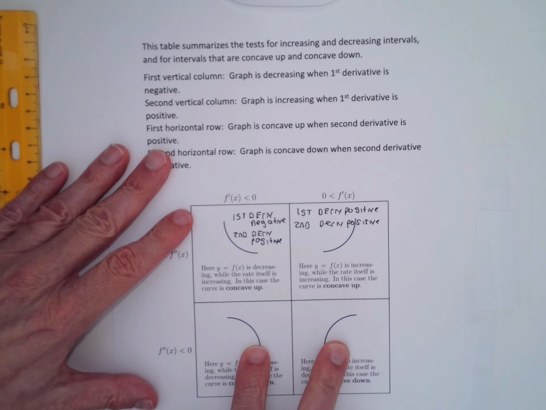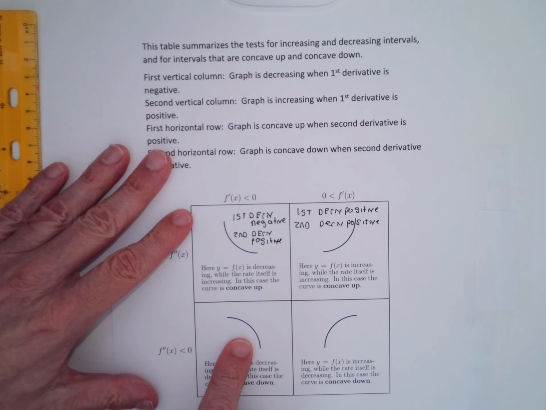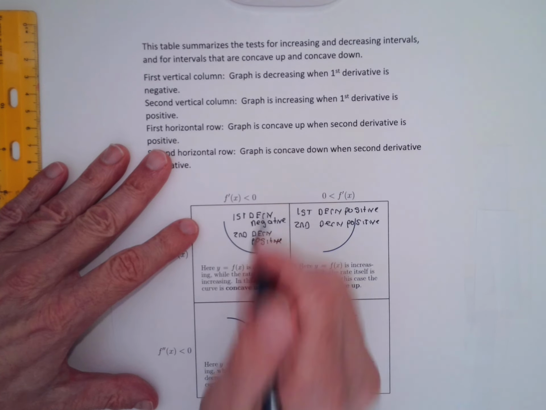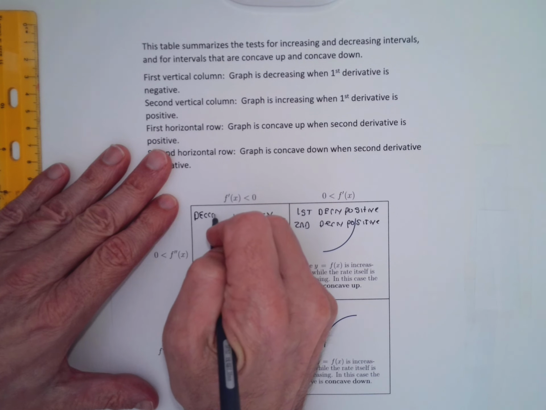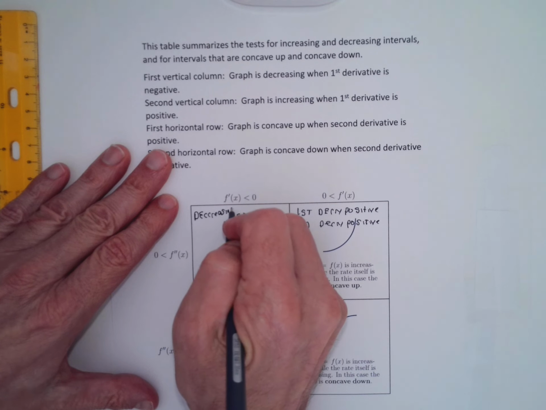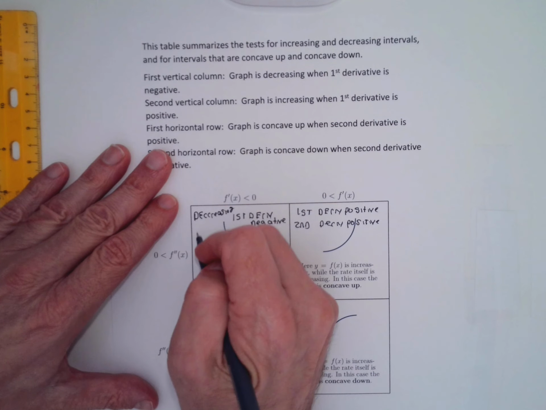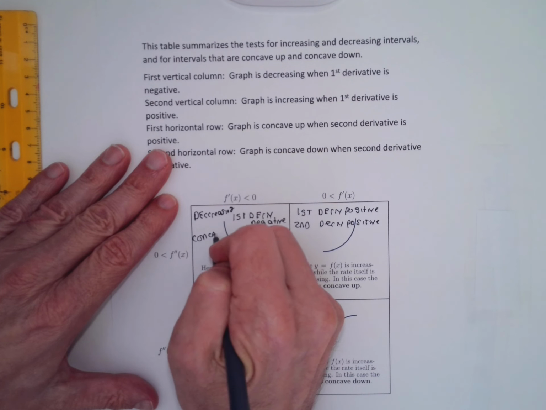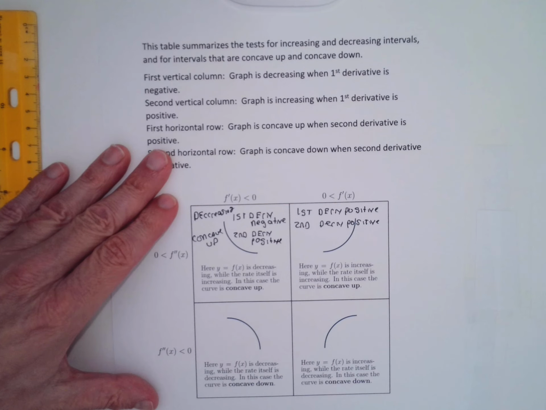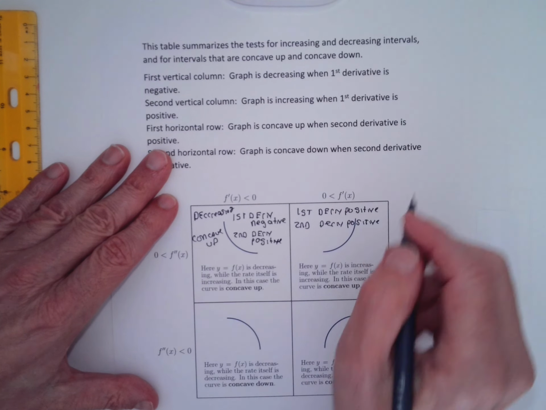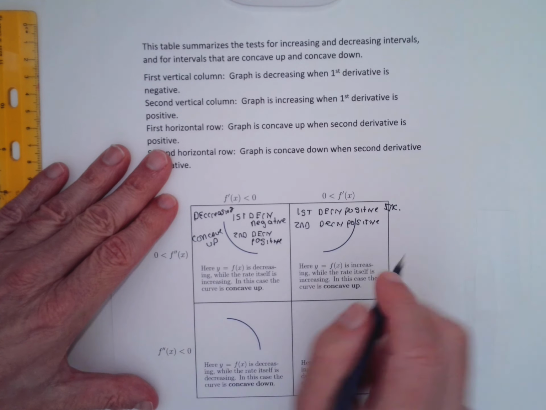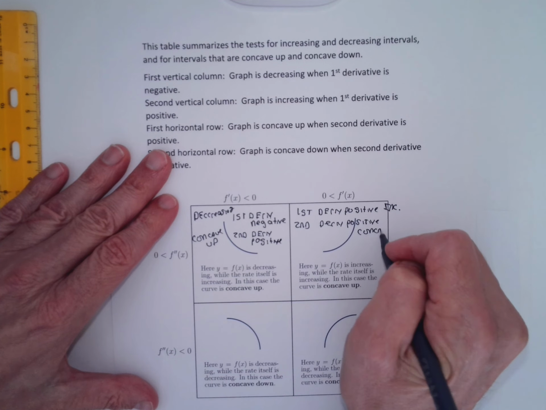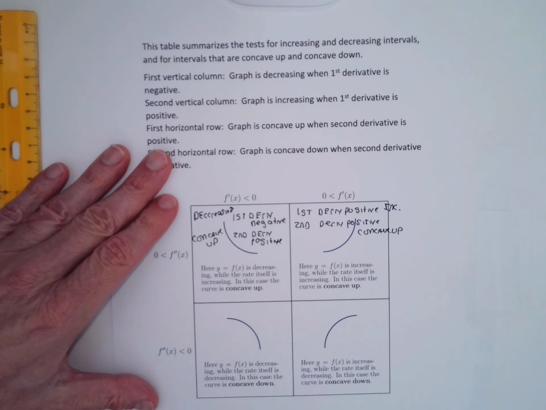These bottom graphs are both decreasing. This is decreasing, this guy right here is decreasing. So the first derivative is negative. It's concave up, so the second derivative is positive. This function right here is increasing, so the first derivative is positive. It's concave up, so the second derivative is positive.